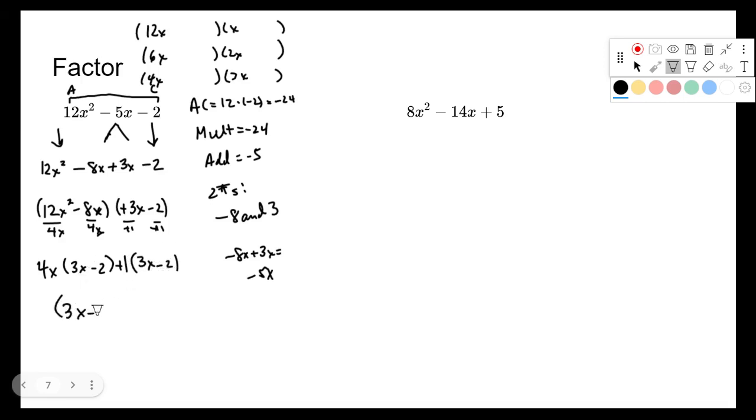I'm going to factor it out. And if I do, I would be left with 4x plus 1. And this is the correct answer. This is how it factors.